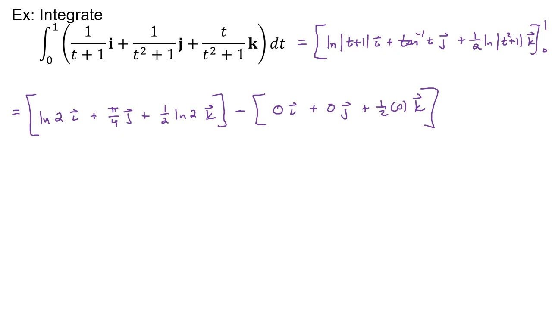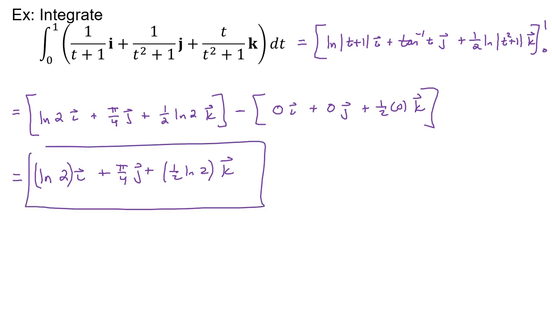Now the rest of that doesn't really combine together at all very well, since they all have different i, j, and k's on them anyway. So your answer is just natural log 2 times i, pi over 4 times j, and the 1/2 natural log 2 has the k on it. So that's not a hard one to do, but you do have to recognize your rules from Cal 2.